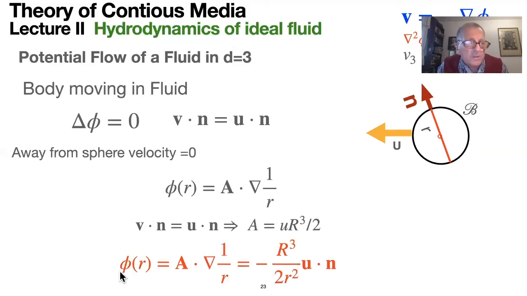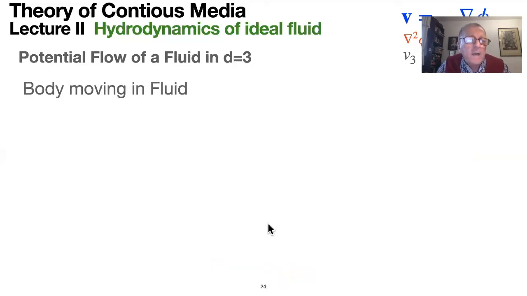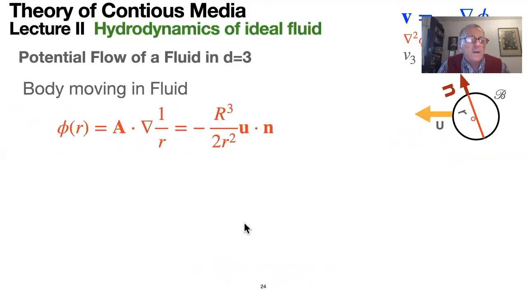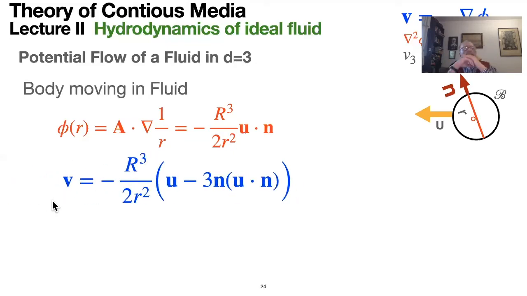So the velocity potential is now written in a very simple form. It has a coefficient, which is the ratio of the radius of the sphere divided by the distance from the sphere, times the scalar product of the velocity of the sphere times the normal direction. All right, so let's see what is happening further. This is the same picture. We have a solution for the velocity potential. So now I can calculate the velocity.